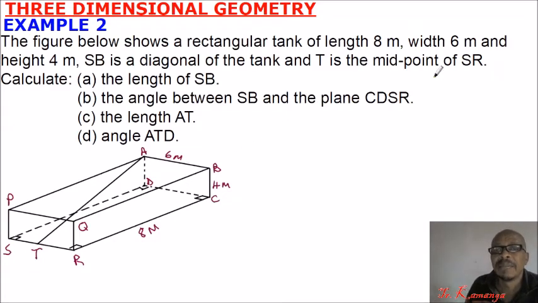T is the midpoint of SR. We have our T here. Calculate. So we have our diagram. This is the tank, labeled A, B, C, D, P, Q, R, S. T is the midpoint of SR. The length is 8 meters, the height is 4 meters, and the width is 6 meters.